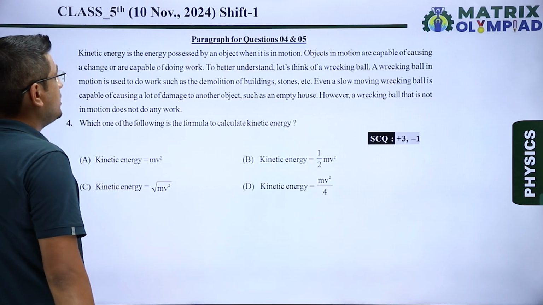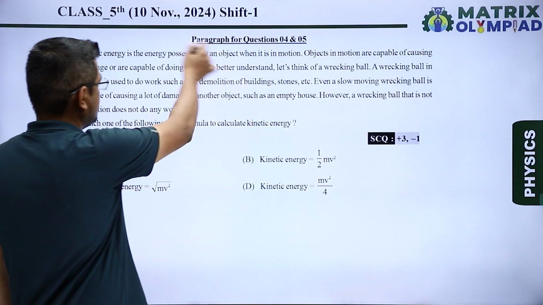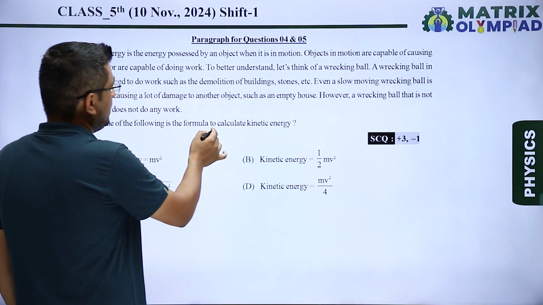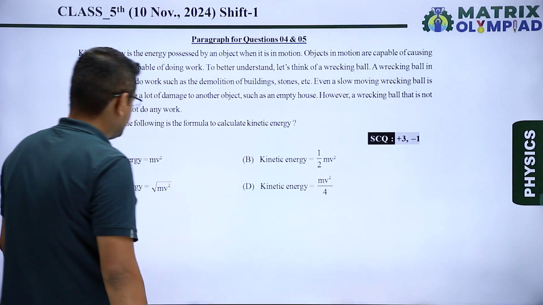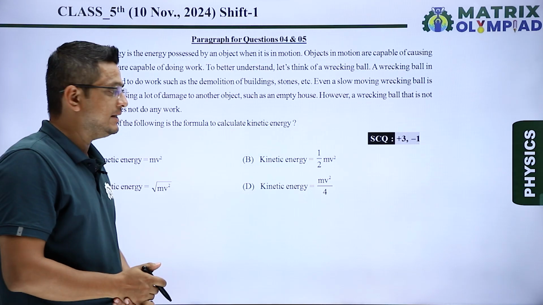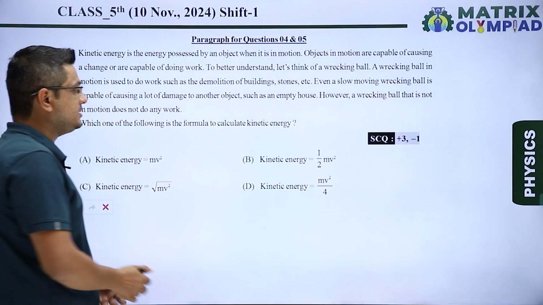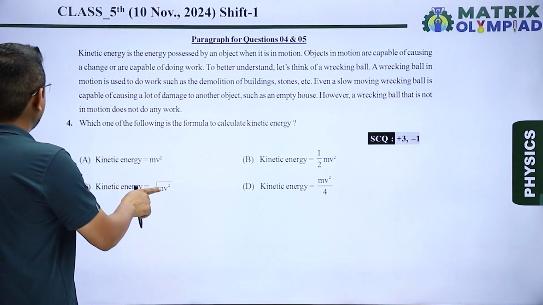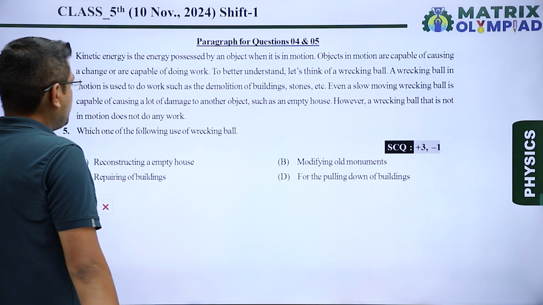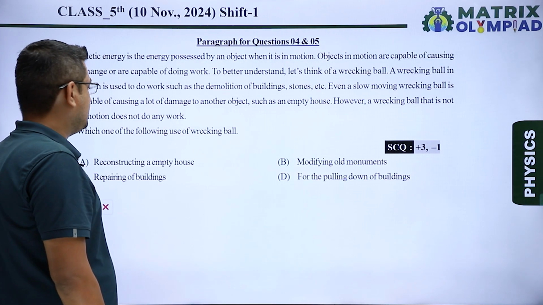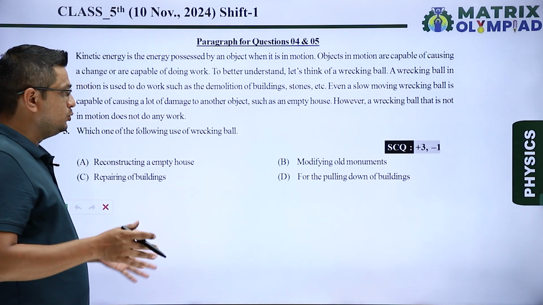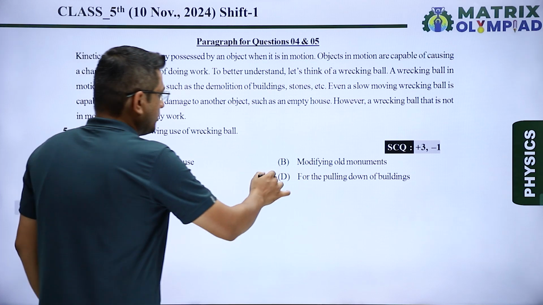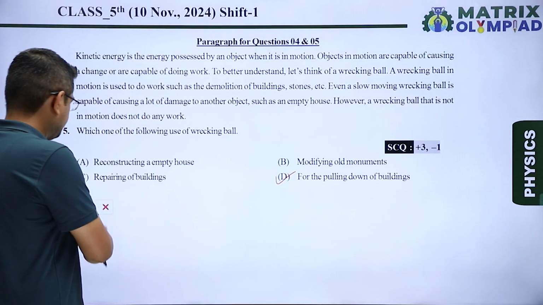Next question based on a paragraph. There is a situation given in the paragraph and the question asked is, which one of the following formulas is used to calculate kinetic energy? As we know, the formula for kinetic energy is half mv square. That means option B is our correct answer. Next question based on the same paragraph. Which of the following is a use of a wrecking ball? We know that a wrecking ball is used for pulling down and destroying buildings. So option D is our correct answer.